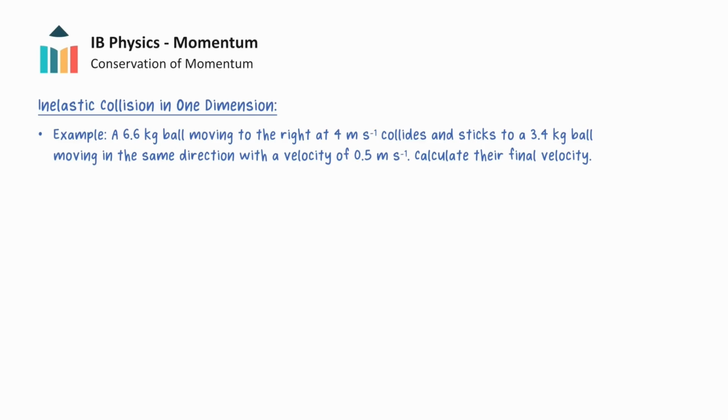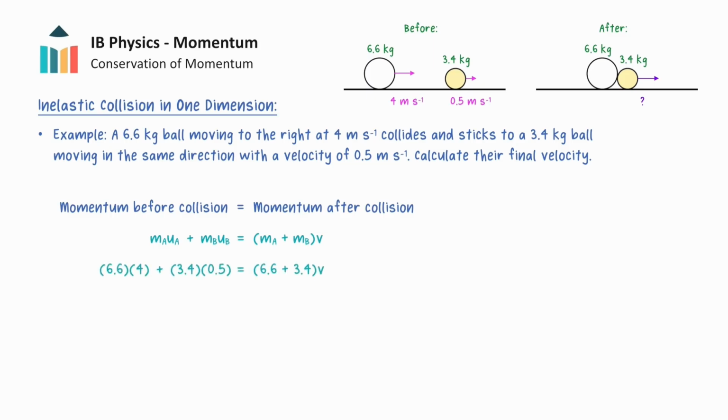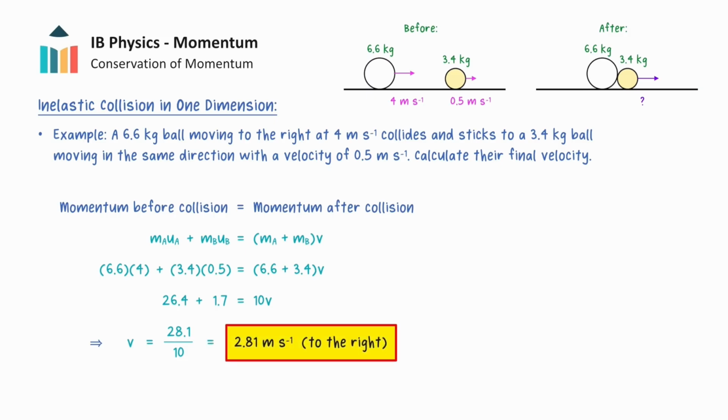In this second example, we have a totally inelastic collision and want to calculate the final velocity. As before, momentum must be conserved in a collision, and so the total momentum before the collision must be equal to the total momentum after the collision, where we can note that the two balls have a combined mass after the collision. Substituting in the relevant values and rearranging for the final velocity v, we arrive at an answer of 2.81 meters per second to the right for the combined velocity.